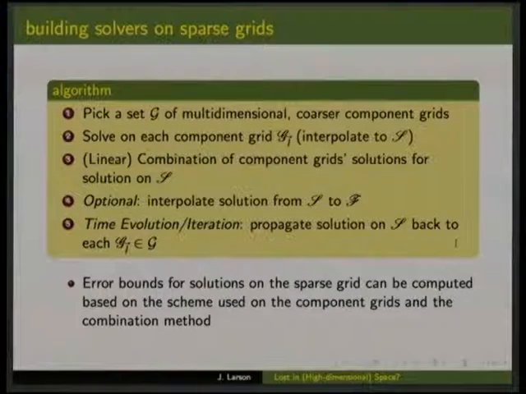So this is how these kind of things work. You pick a set of coarser component grids. Well, I'll show you a better geometric picture of this in a moment. Solve the problem on each grid, compute a linear combination solution, and perhaps you also have to then do some interpolation if you happen to have the full grid solution as a benchmark against which you can try to ground truth your techniques, and then also propagate the solution back to the component grids if you're trying to do this iteratively. So you can think of these update cycles. And if you have error bounds for your schemes, you can go to town, modeling the errors.